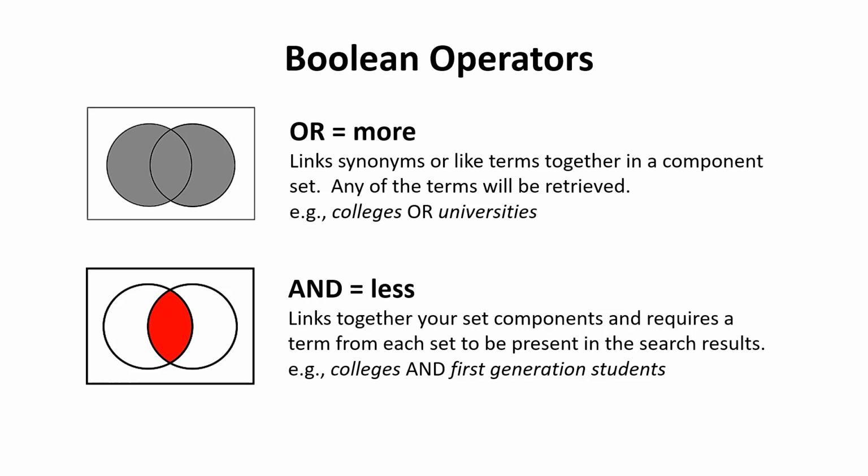On the other hand, the Boolean operator AND is less. AND links the search components together and mandates that at least one term in each component is present in your search results. AND will limit the size of the resulting set. The results of the search should be about both colleges and first-generation students.